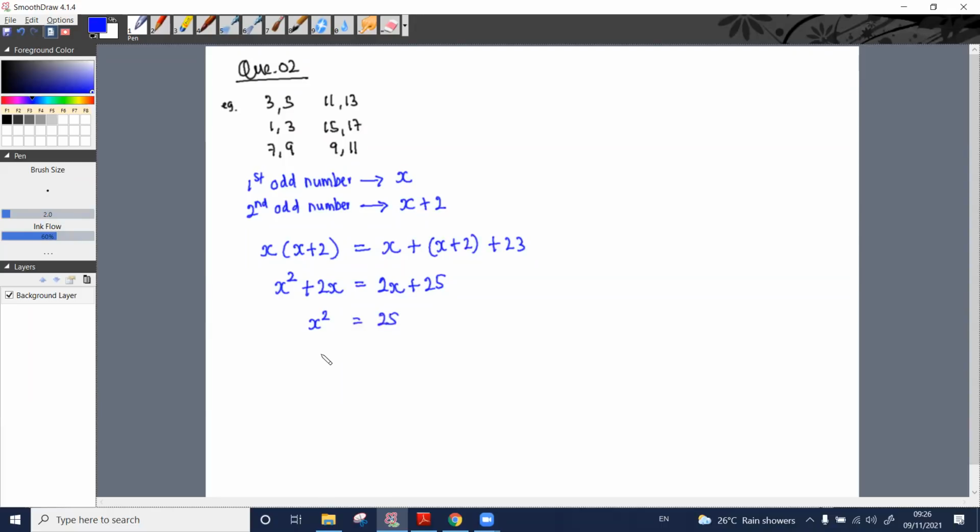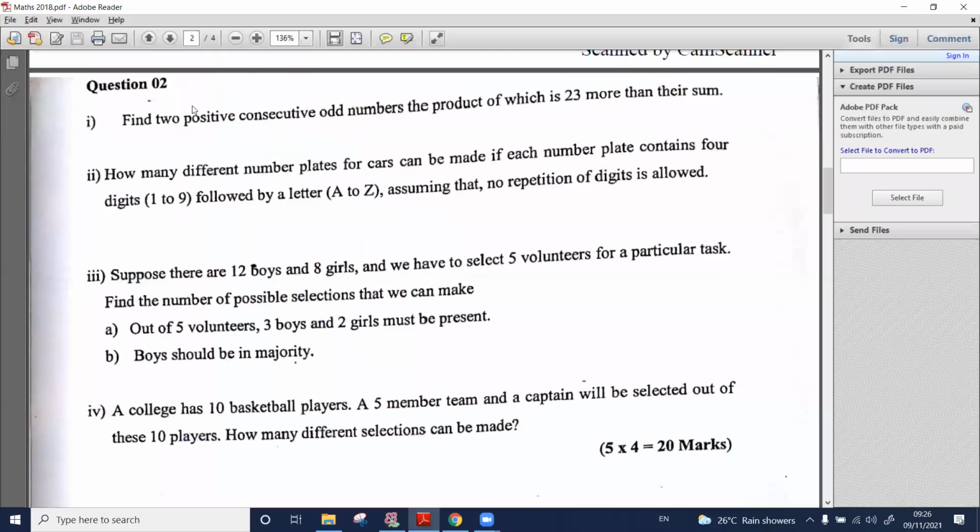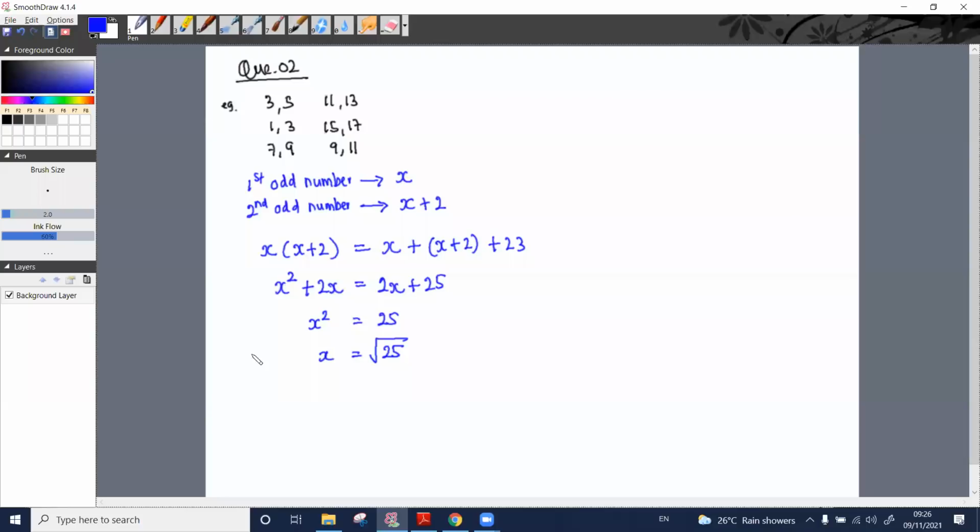So x should be equal to the square root of 25. If it is a square root, the answer can be plus 5 or minus 5. But the question says these should be positive consecutive odd numbers, so it must be a positive value.